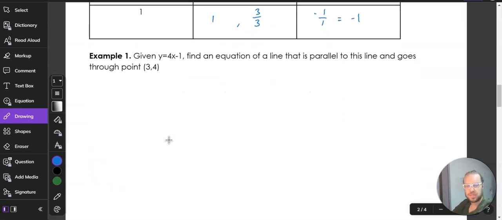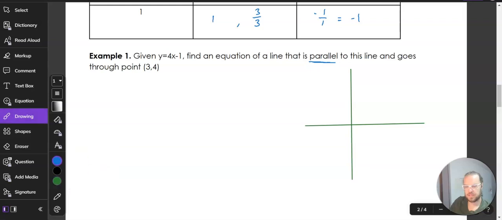Okay, now let's put this into some practical use here. So we've been given the first line here. Find an equation of a line that is parallel to this line and goes through a point 3, 4. So what this means here is that we're trying to find two lines.